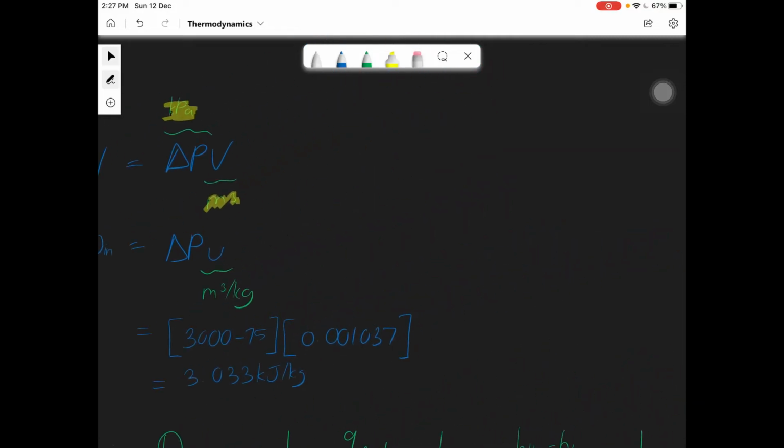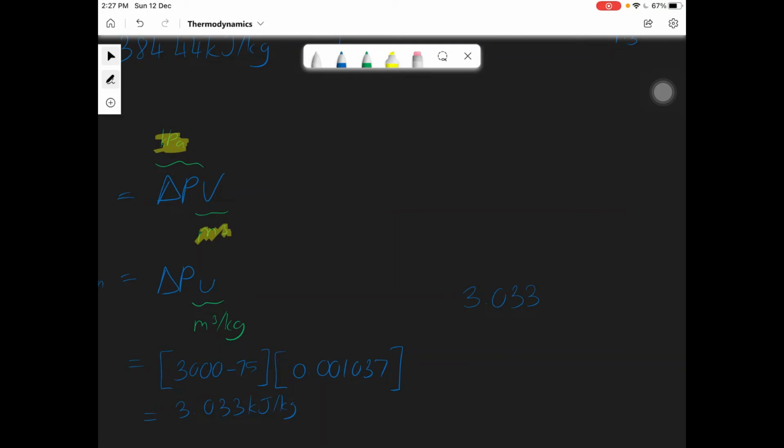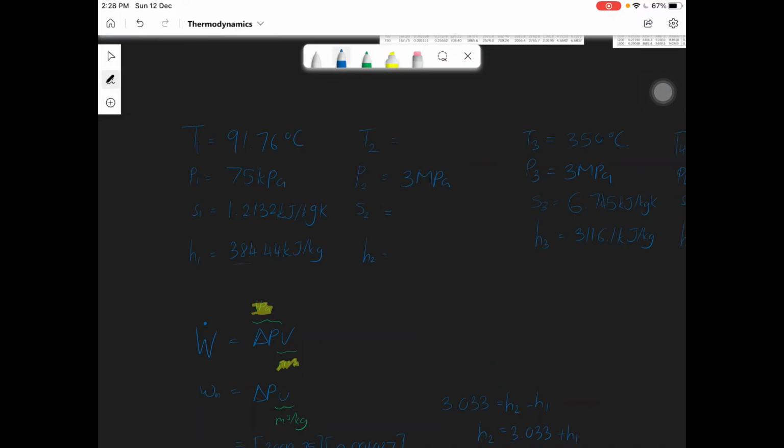We can say, continuing, that 3.033 kilojoule per kilogram equals H2 minus H1. Okay, and we know our H1 value, therefore our H2 will be 3.033 plus H1, and our H1 value is 384.44 kilojoule per kilogram. That's over here, 384.44.